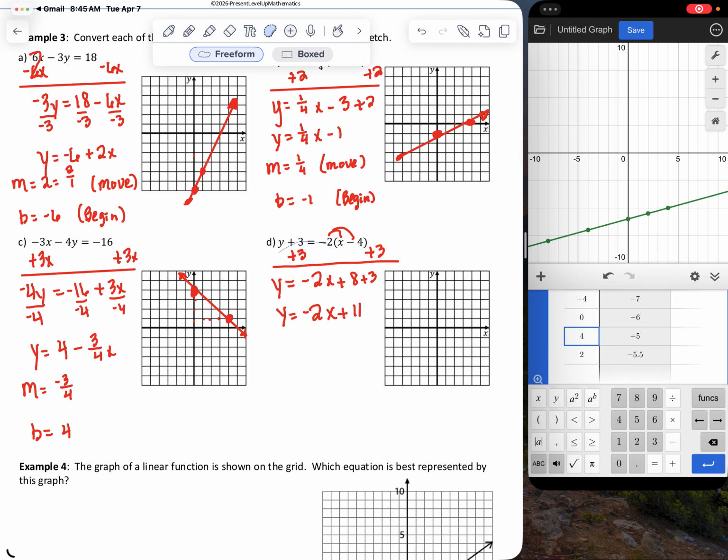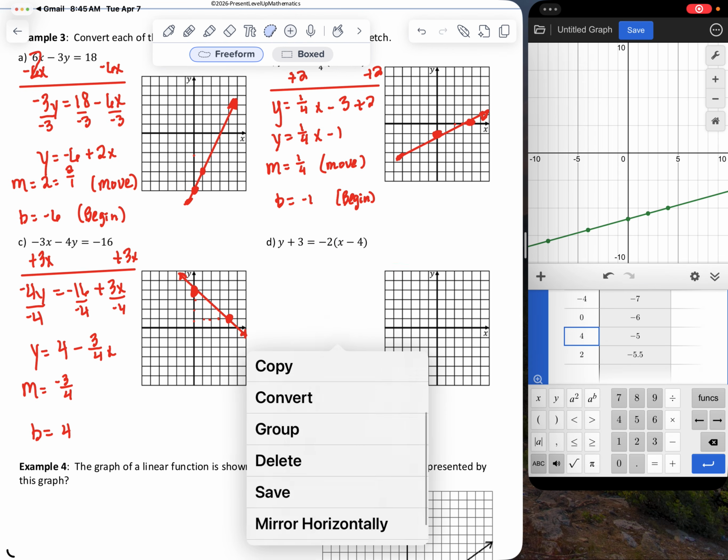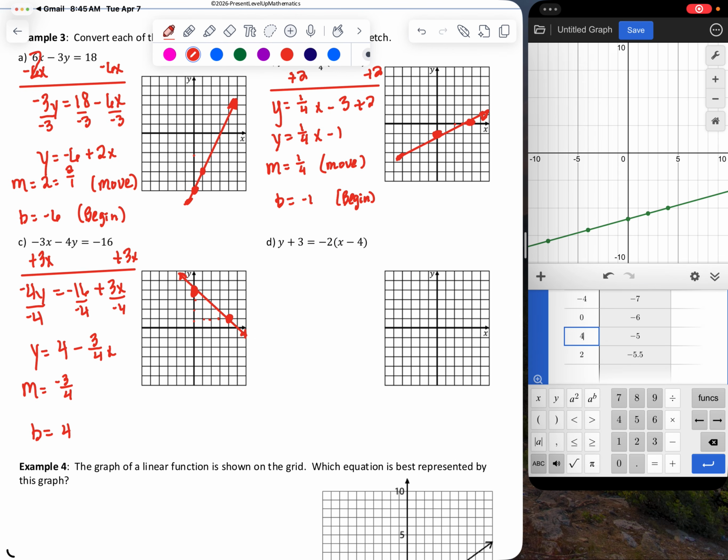All right, hopefully you did not make the mistake I did. Let me fix that. I should have subtracted 3 in my first step. So y equals negative 2x plus 8 minus 3, which would be y equals negative 2x plus 5. So my slope was negative 2. My b was positive 5. So I'm going to begin at 5.